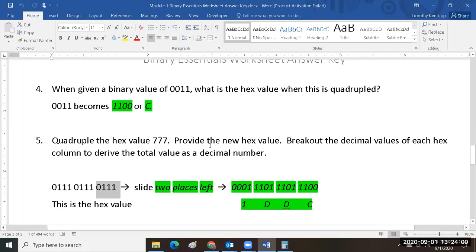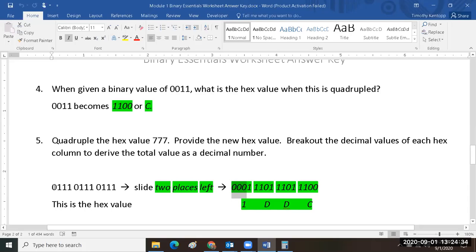Would anyone care to tell me how many places we are sliding in which direction? Oh, it's actually on the screen, I'm sorry. 2 places to the left, right? Because we're quadrupling, we're doing the same thing. So we're taking this and we're sliding it 1, 2 places. That means I need to put a 0, 0 in front of the 1. And there's already a 0 in front of the 1, so that makes 3 zeros.